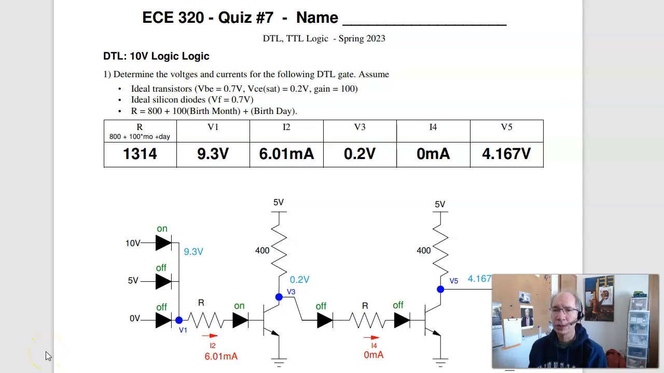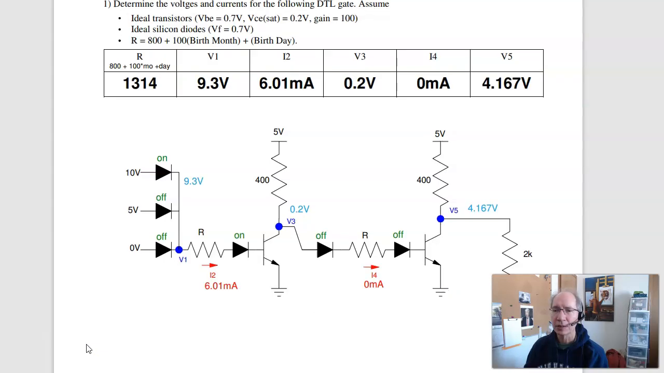Here are solutions to quiz number 7 for ECE 320. This quiz covers DTL and TTL logic. The first problem is a DTL OR gate. If you have these inputs, what are the voltages and currents?